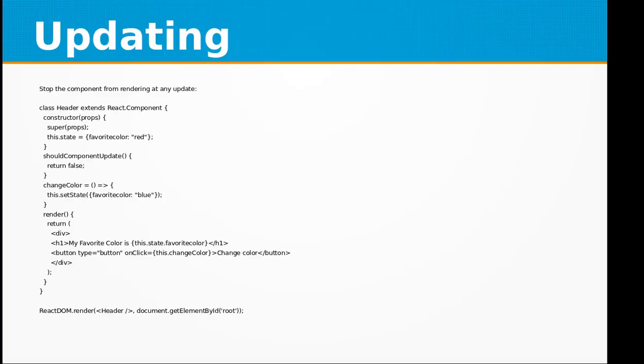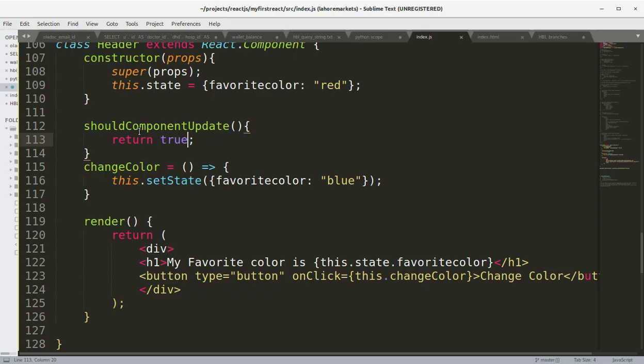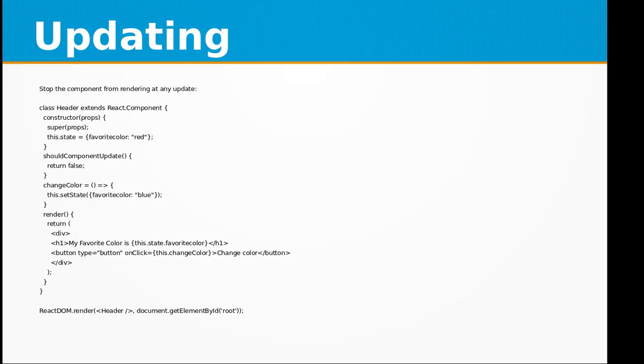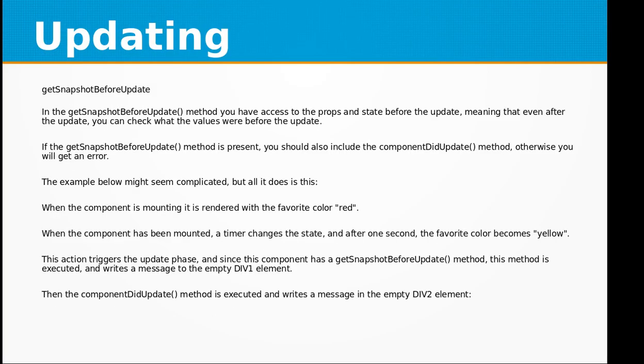Save the file and the browser. If I click change color now, you can see the change. The color is now blue because we are passing true in the should component update method. So you can use this method to manipulate the rendering of the update state of different objects in your application.